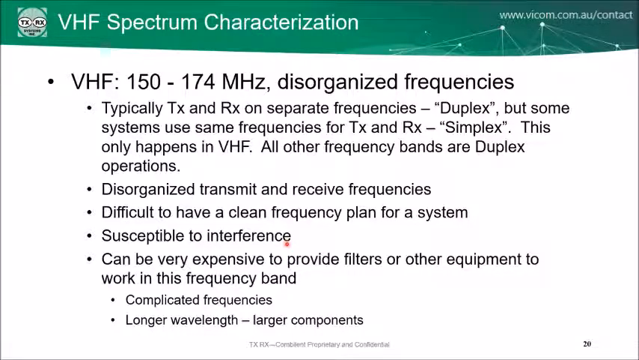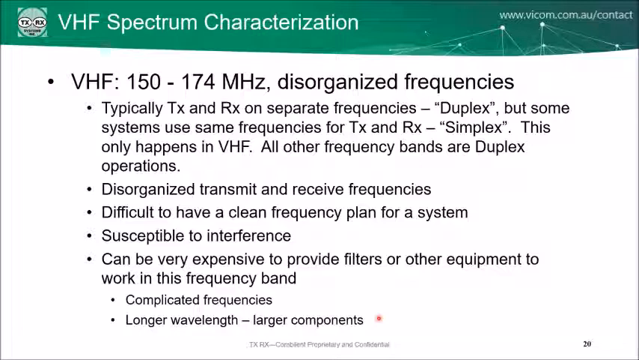Because of this, it's a very congested radio environment. It's difficult to have a clean frequency plan for a system. You've got a lot of potential interference, and it can be very expensive to get enough filters or equipment to isolate your specific frequencies. Because of this, we've got complicated frequencies, we've got longer wavelengths, which means larger components in order to filter everything out. And of course, with size, you might have a physical space limitation. You also have a cost limitation to it.